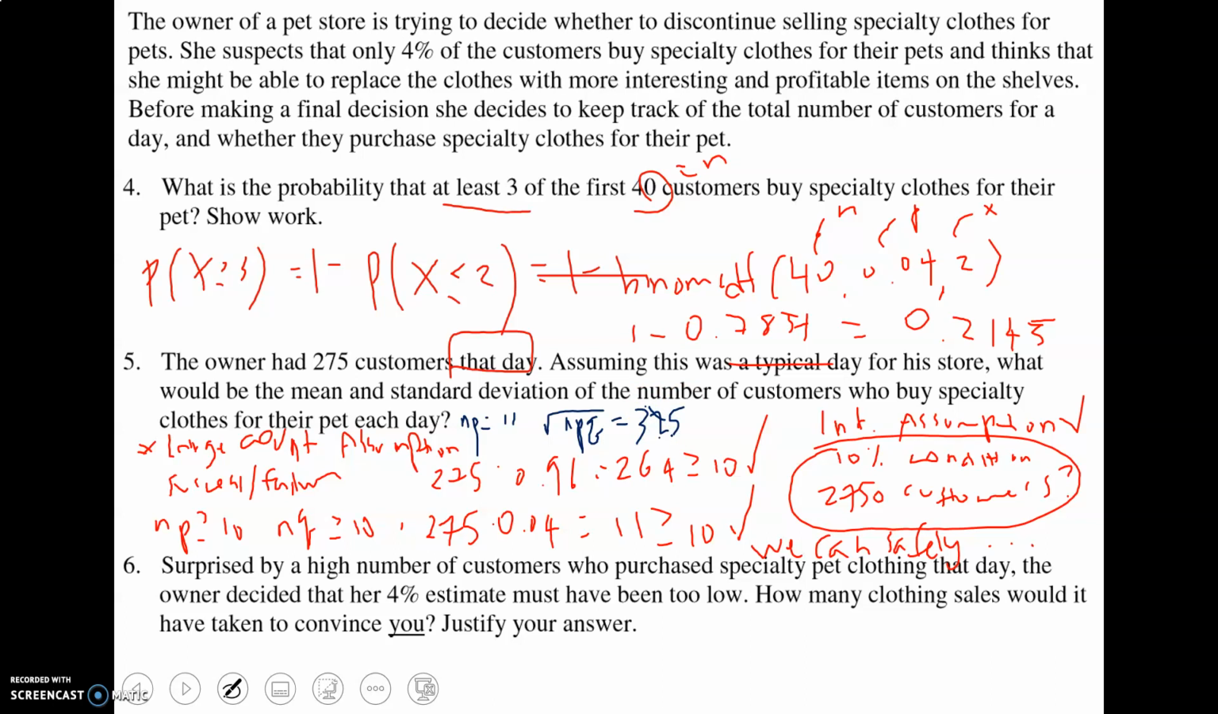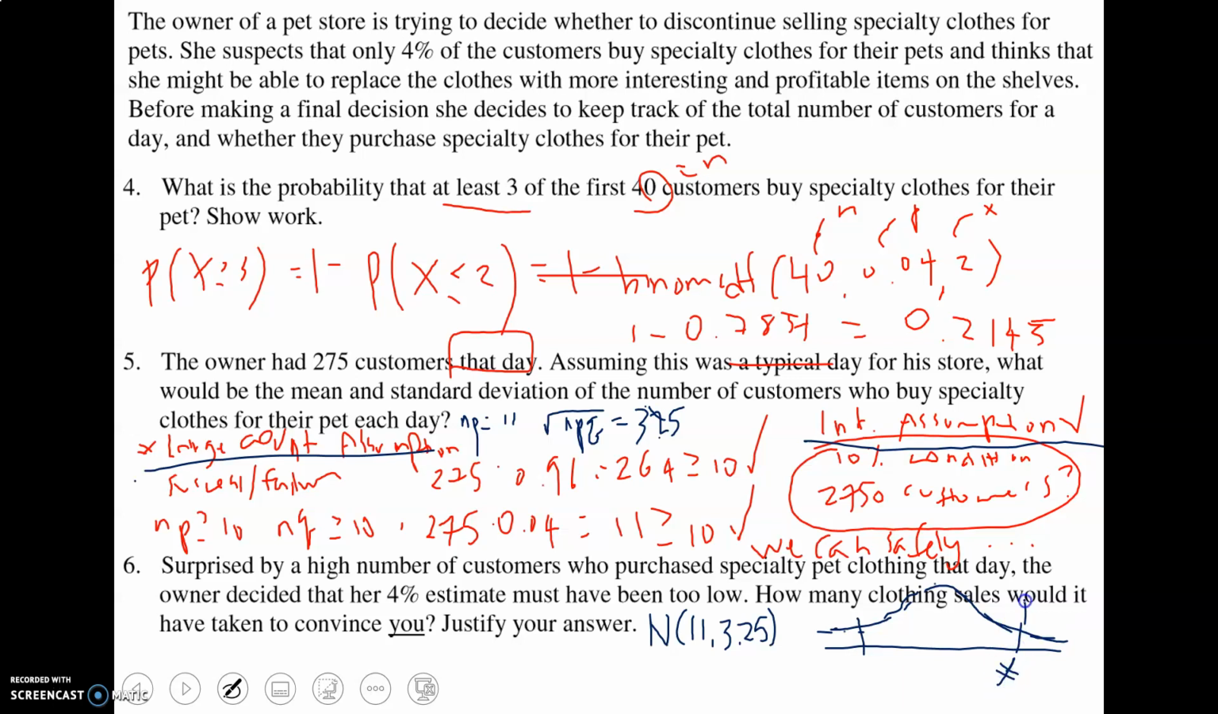Okay. Number 6. It says, surprised by the high number of customers who purchased this specialty clothing that day, the owner decided that her 4% estimate must have been too low. Okay, so we are going to use the normal approximation again, because these conditions are met, so we can assume normal. We are assuming normal, so the mean is 11 and the standard deviation is 3.25. Okay, that it must be too low. So what would be the number?